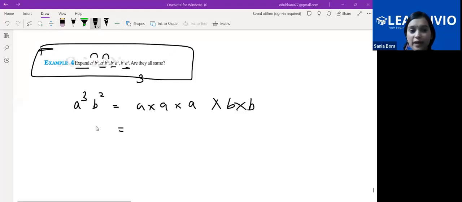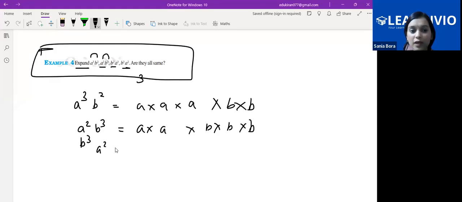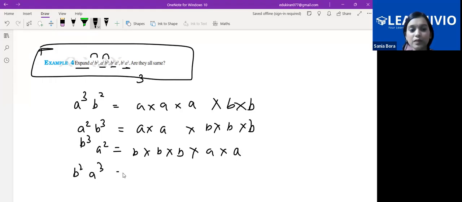So here you go. Now I expanded A this, B this. So A multiplied by A, and here B multiplied by B multiplied by B. Yes. And B3, A2. So B multiplied by B multiplied by B, and A multiplied by A. And then B2, A3. So B multiplied by B multiplied by A multiplied by A.